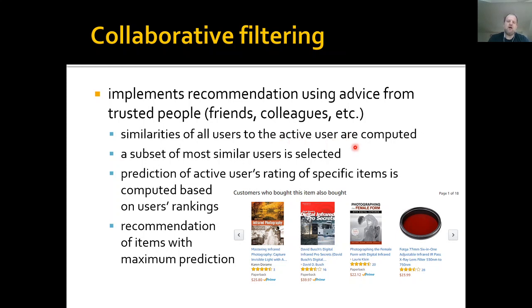Active user is the user for whom we construct the recommendation, and the others are the users similar to the active user. Basically, what we want to obtain is something like this. This is just a piece of an Amazon result, a recommendation for an active user. As we can see, these are 3 books about photography, and an infrared filter, again connected with photography.